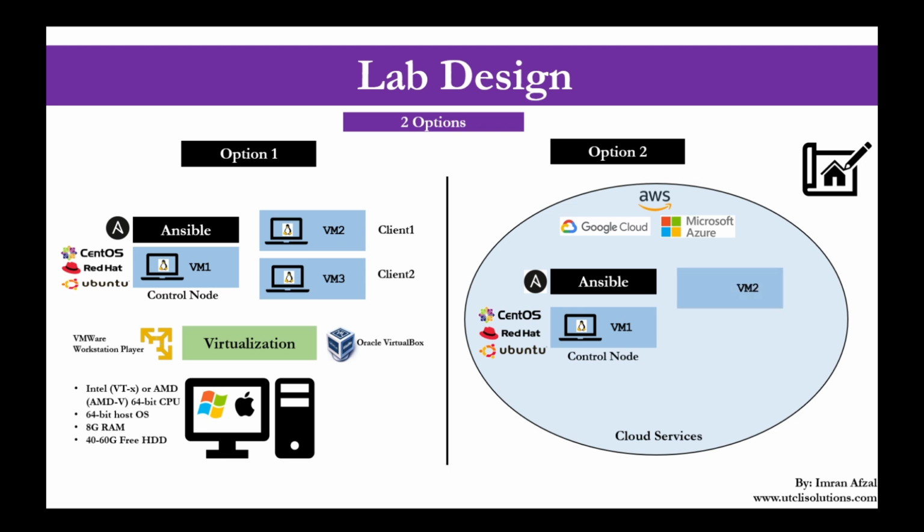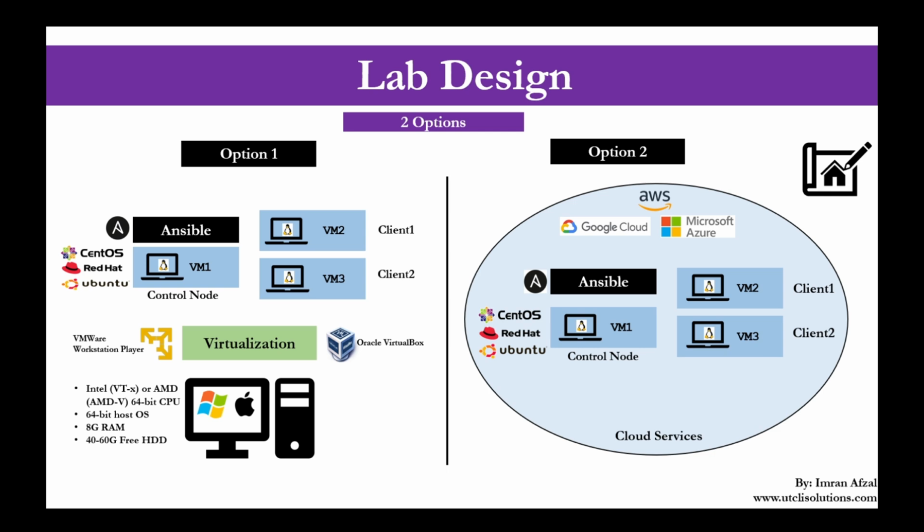Then we'll create VM2 as our remote client, through which we will be executing our commands from the control node. In that VM2, of course, we will install Linux. Same thing, this is going to be client 1. Same thing with VM3, Linux, and that becomes client 2. So that's our option 2.